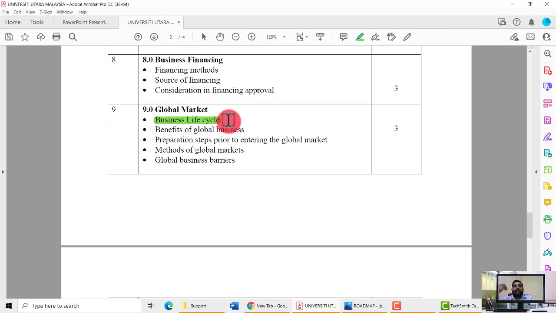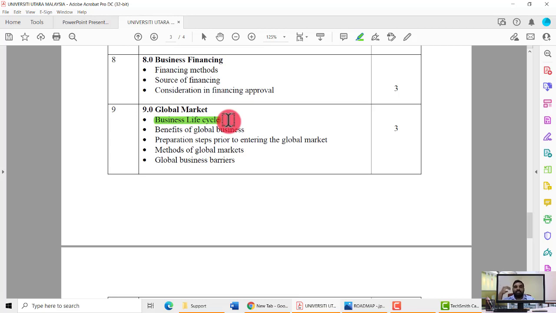Preparation steps prior to entering the global market. It means what are the preparations? For example, you have to do financial preparation, document preparation, and so on. There are some steps. And methods of global market. There are so many methods. You can do export, import, licensing, franchising, and so on. And global business barriers.